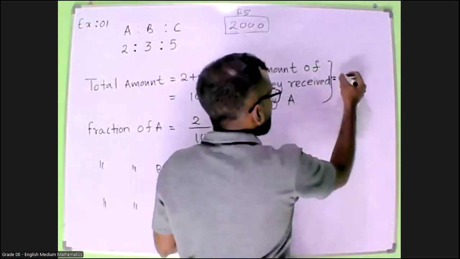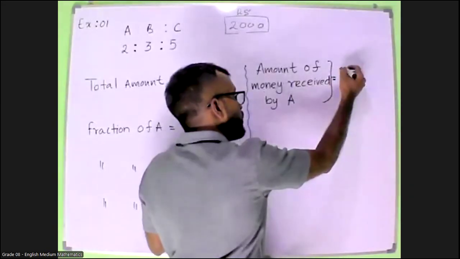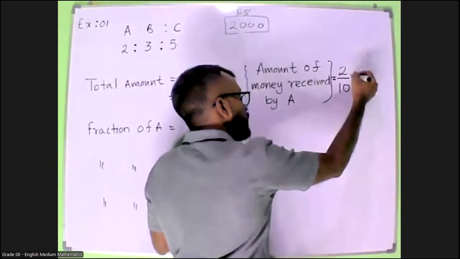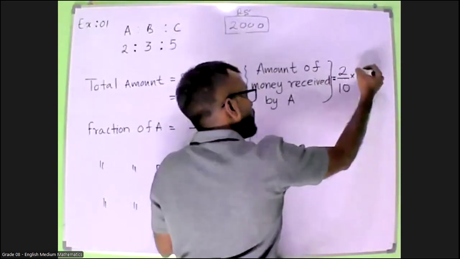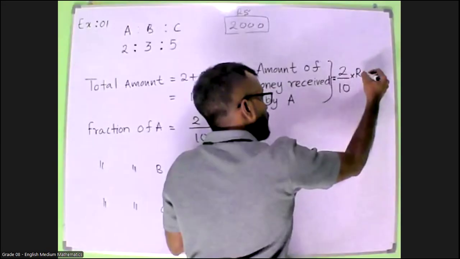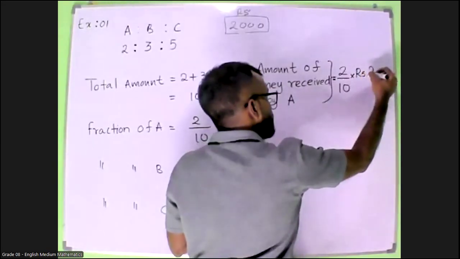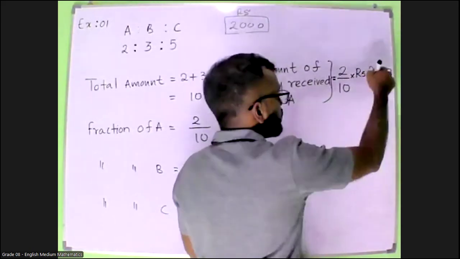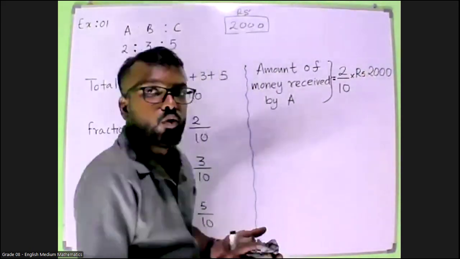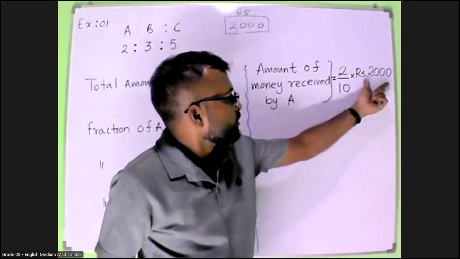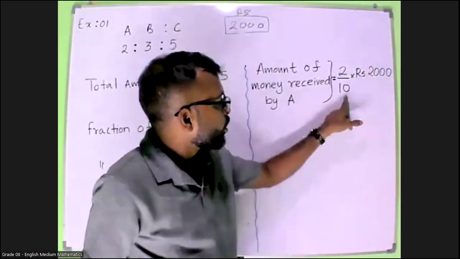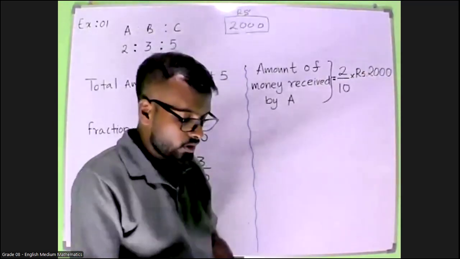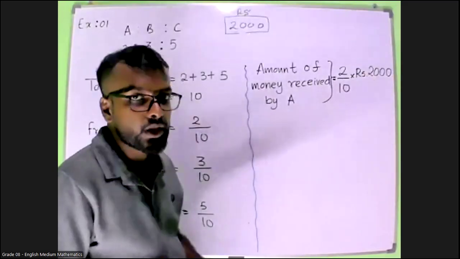Equal to the fraction of A, 2 upon 10, right? The total money that we have is 2000 rupees. Now, you know how to divide 2000 by 10, right? How many zeros are there? One zero in 10, and here you have 3 zeros. You can cancel out one zero from there.